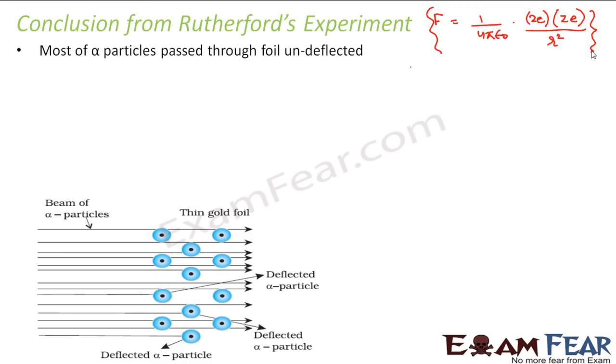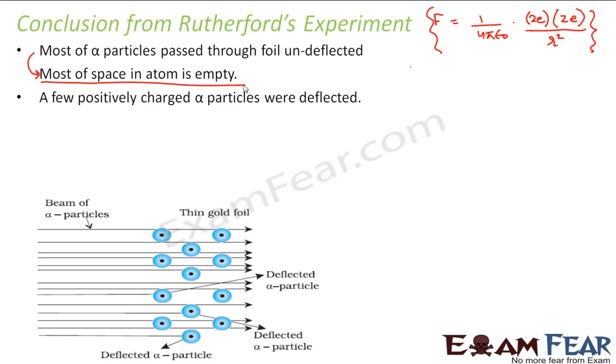So the final conclusion given by Rutherford was that since most of the alpha particles passed through the foil undeflected, as I mentioned, only few alpha particles got deflected. Rest of them moved through the foil undeflected. So what did this tell? From this he concluded that most of the space in an atom is empty. Right, that is why it did not get deflected, because there was no obstruction inside the atom. So that means most of the space in the atom is empty.